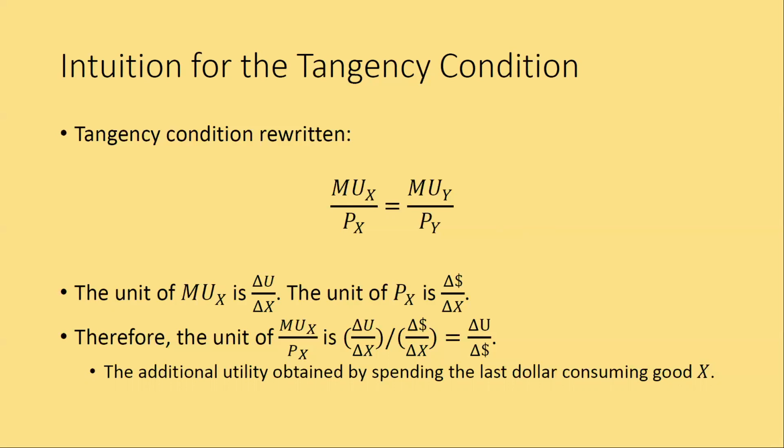Therefore, when we have a Cobb-Douglas utility function, the tangency condition can be interpreted this way: the last dollar spent on consuming either of the two goods must yield the same level of additional utility, or otherwise you will not be maximizing your utility, for the reason that we can make the adjustment I described just now.